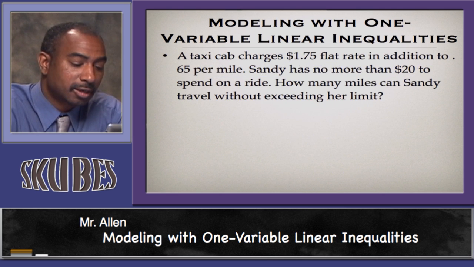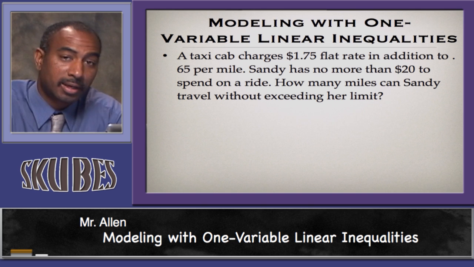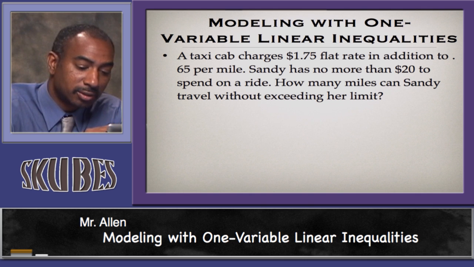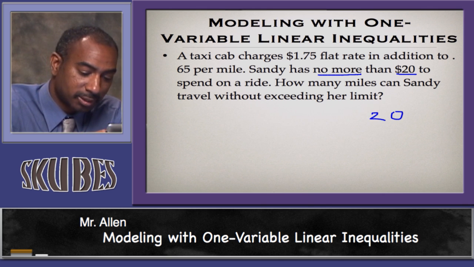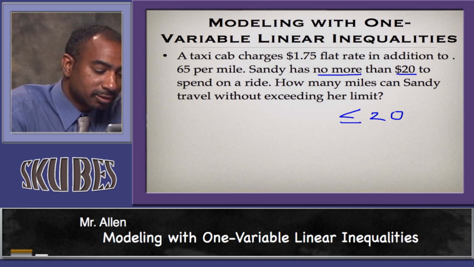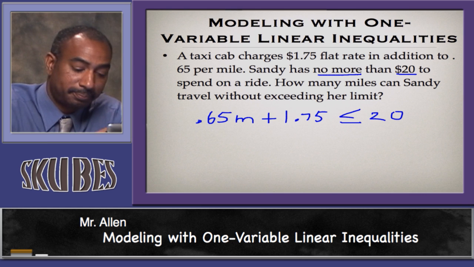All right, a taxi cab charges $1.75 flat rate in addition to 65 cents per mile. Sandy has no more than $20 to spend on a ride. How many miles can Sandy travel without exceeding her limit? All right, the key word is no more. She has no more than $20 to spend. So that's her maximum amount she can spend, so it has to be less than or equal to. The taxi charges 65 cents per mile and a flat rate of $1.75 in the beginning. This is our setup.